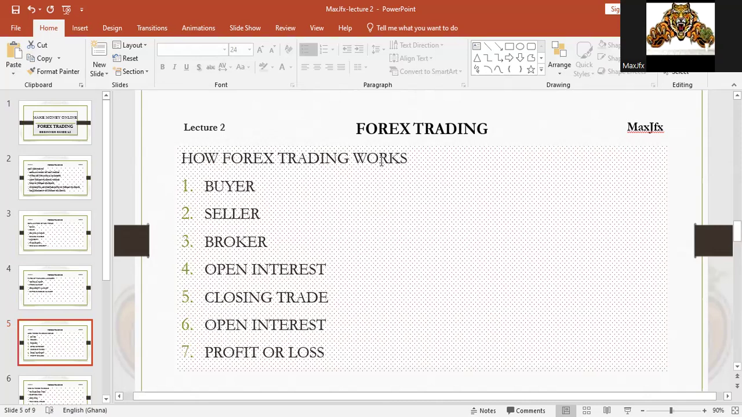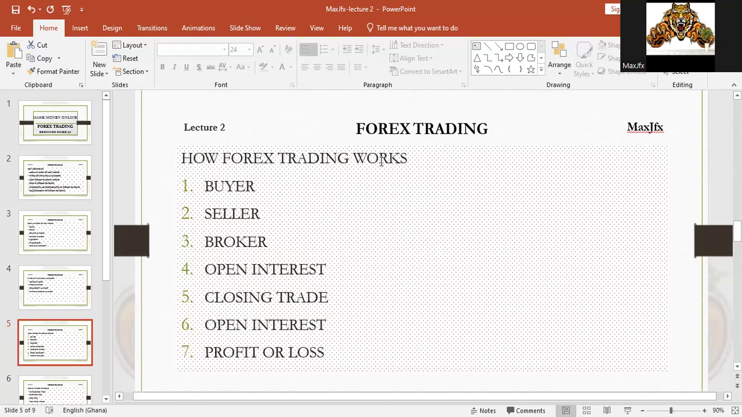So the broker just matches them. He sees those with the same money and same amounts that they want to transact, and they just link them. So that's the work of the broker. In simple terms, the work of a broker is to fill orders. Okay, so when a broker fills the orders, it's called an open interest. So when the broker is able to match a buyer to a seller, then it is an open interest.